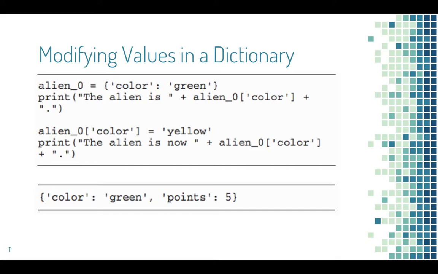To modify a value in a dictionary, give the name of the dictionary with the key in square brackets and then the new value you want associated with that key. For example, consider an alien that changes from green to yellow as the game progresses. We first define a dictionary for alien 0 that contains only the alien's color. Then we change the value associated with the key color to yellow. The output shows that the alien has indeed changed from green to yellow.